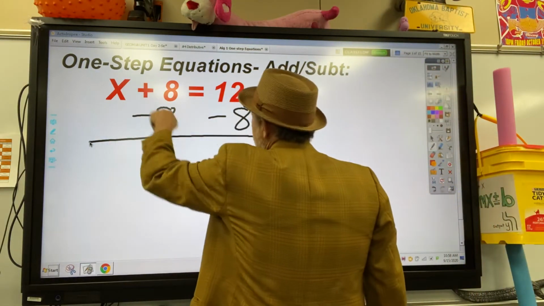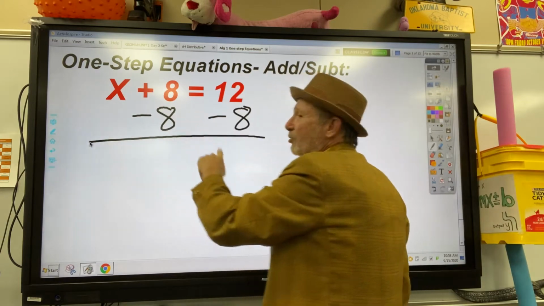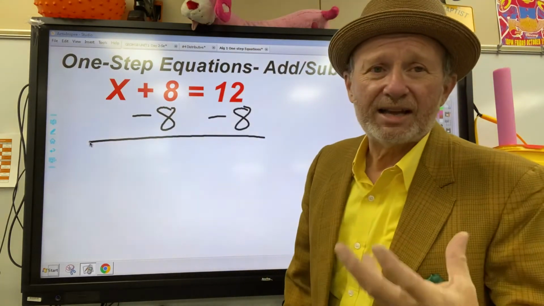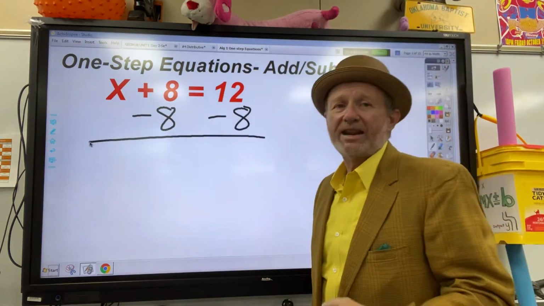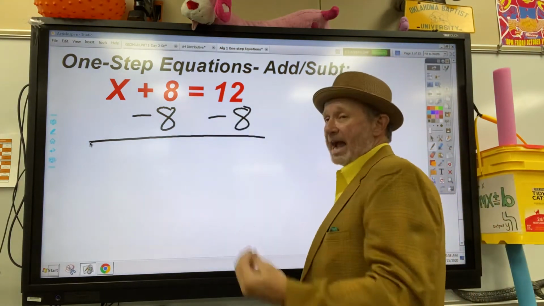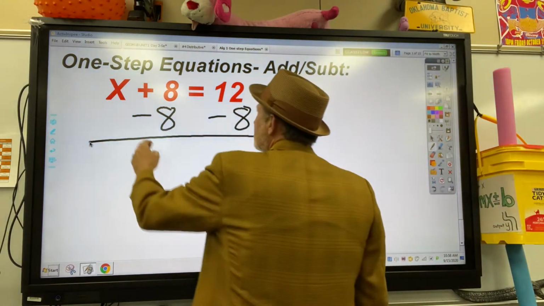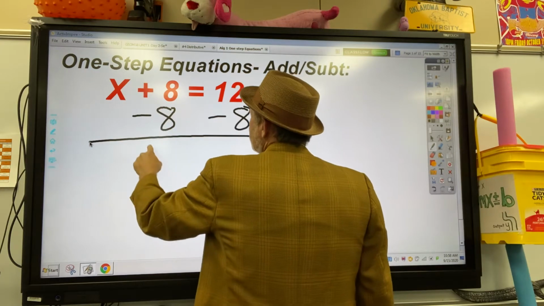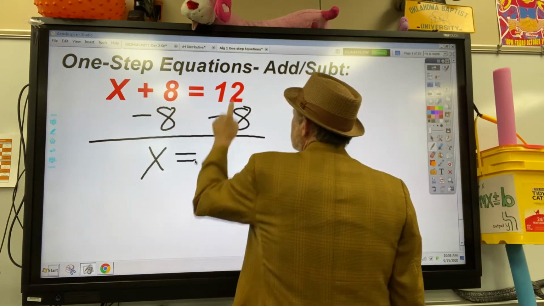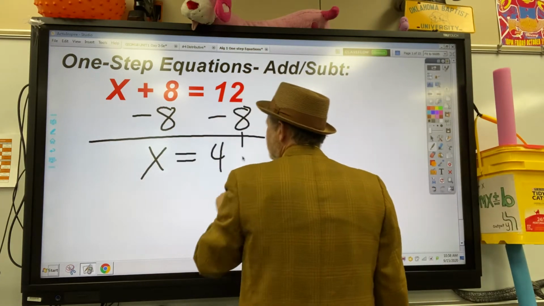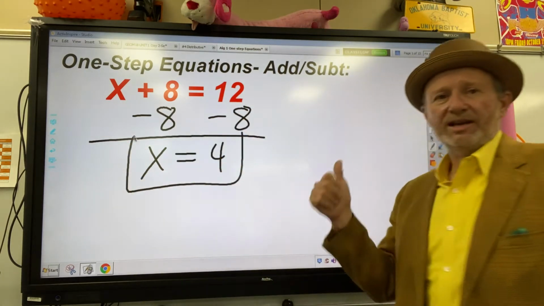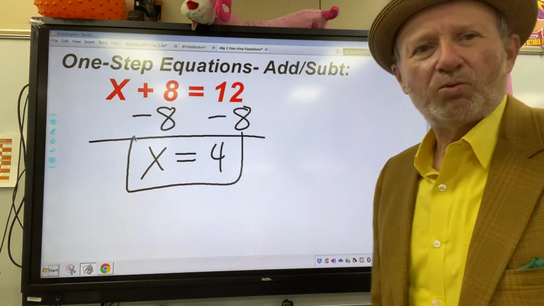All right, zero out your 8. And by the way, when I say zero out, that means I subtract it on the other side, or add it if it's a negative. So I'm going to zero out my 8, bring down my x. x equals 12 minus 8, which is 4. Box around your final answer. Got that? It's your basic one-step equation.